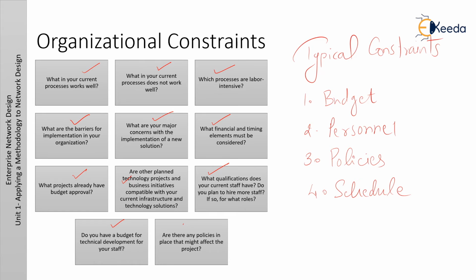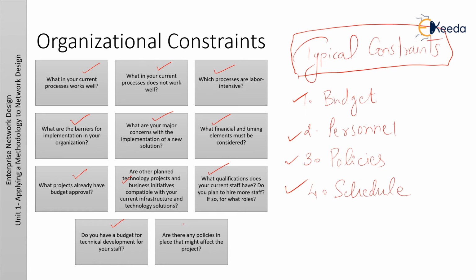So these are the typical constraints with respect to a particular organizational goal. More or less, these are constraints like budget, personnel, policies, and schedule. All these questions come under these four constraints.